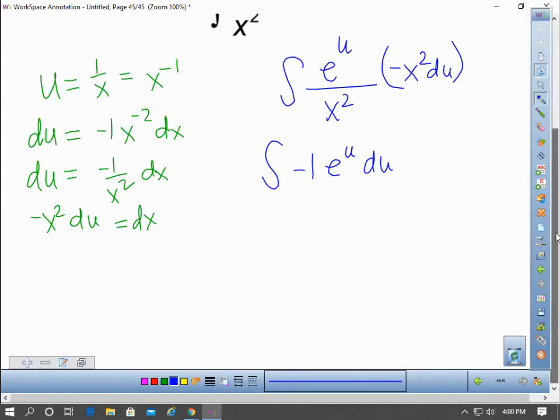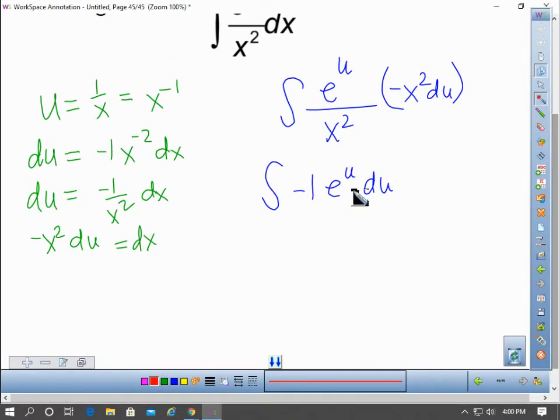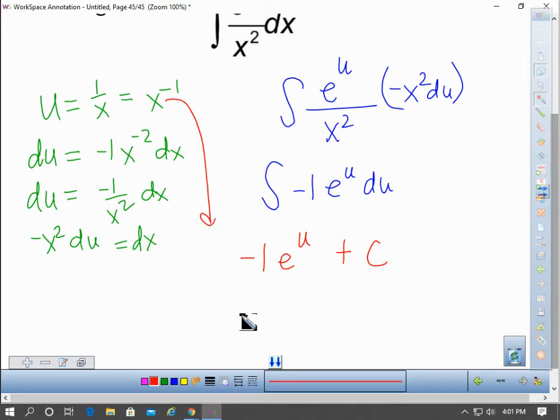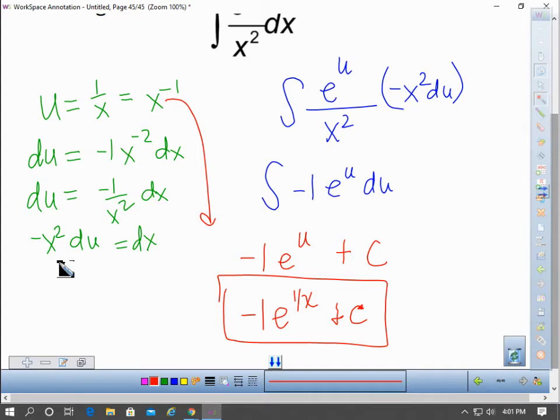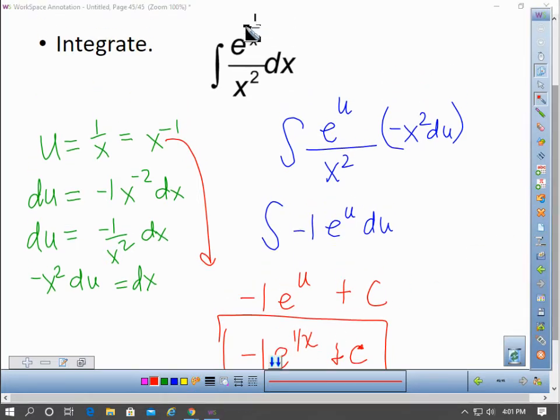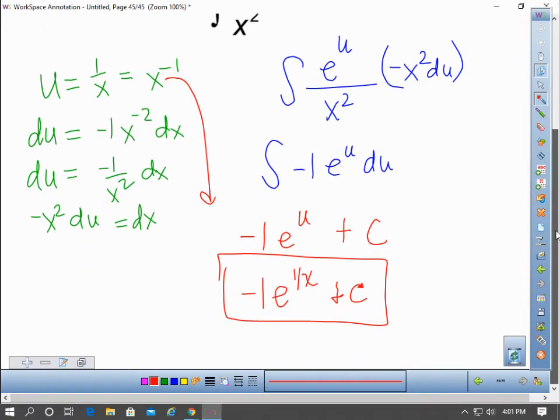All right. So now I'm ready to do my antiderivative. When I do my antiderivative, I keep my coefficient. The antiderivative of e to the u in terms of u is still e to the u plus c. And then I put my u back in. So -1 e to the 1 over x is what I'll put in there, plus c. And there's my answer. So -1 e to the 1 over x plus c. And again, if you take the derivative of your answer, you should get this original problem back.